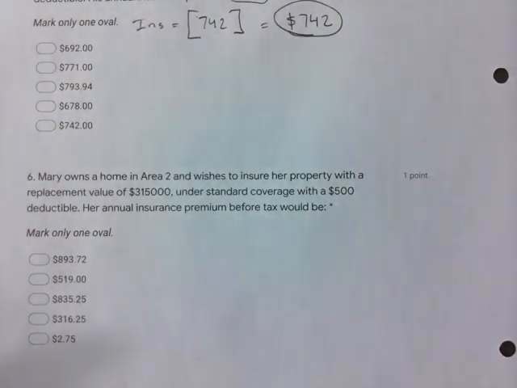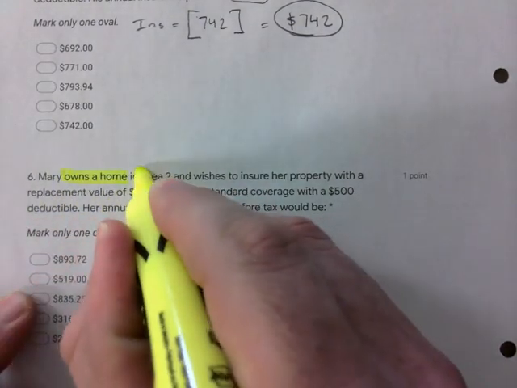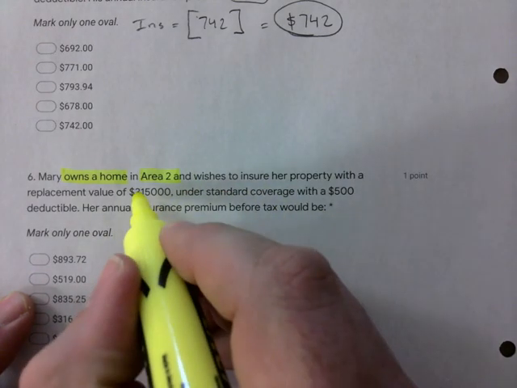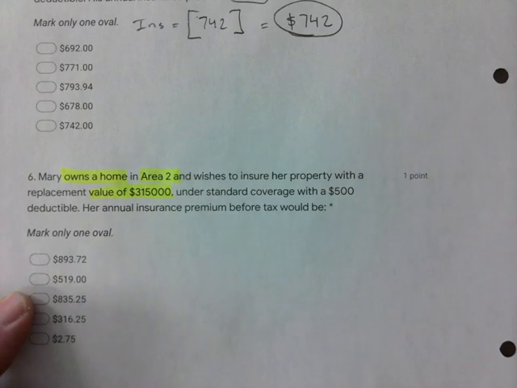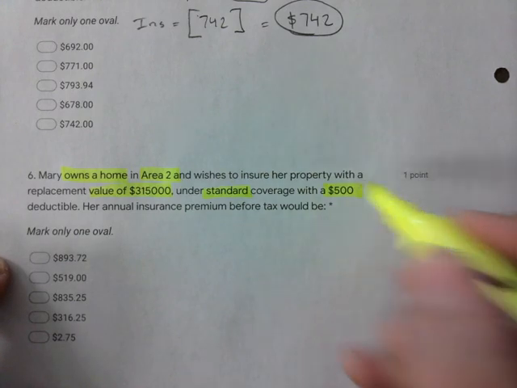Okay, last one, and then we'll do property taxes. So you own a home, area 2, you wish to insure your property with a replacement value of $315,000 under standard coverage. So you want a standard coverage $500 deductible.